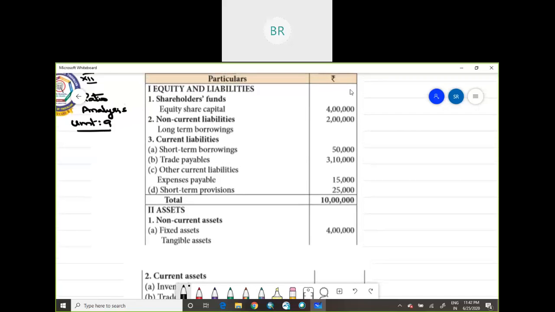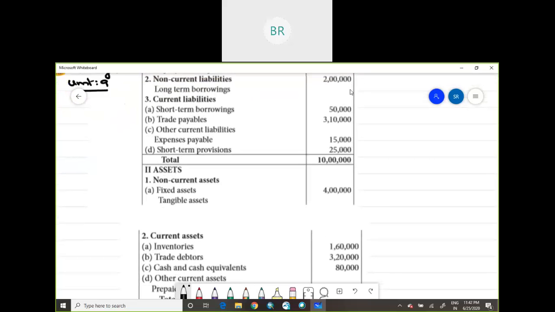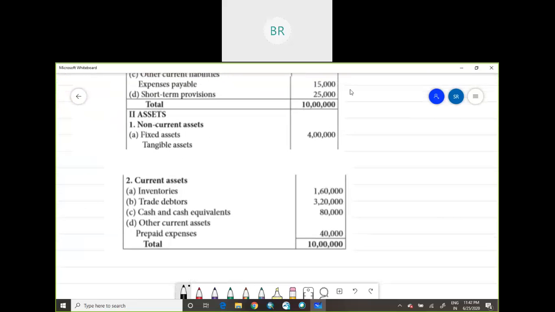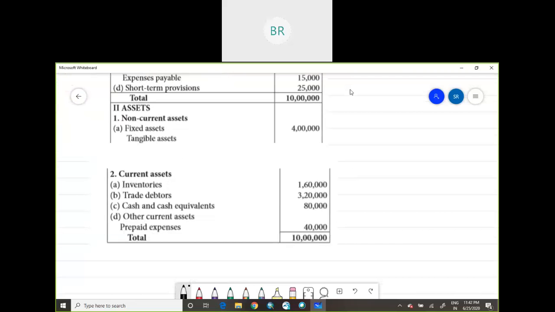of the balance sheet. Shareholders' fund, equity share capital 4 lakhs, non-current liabilities 2 lakhs, and current liabilities, which were listed under that: short-term borrowings, trade payables, other current liabilities, expenses payable, short-term provisions, etc. Then you have assets. Under assets you have non-current assets, fixed assets, current assets, and under current assets inventories, trade debtors, cash and cash equivalents, and other assets, prepaid, etc.